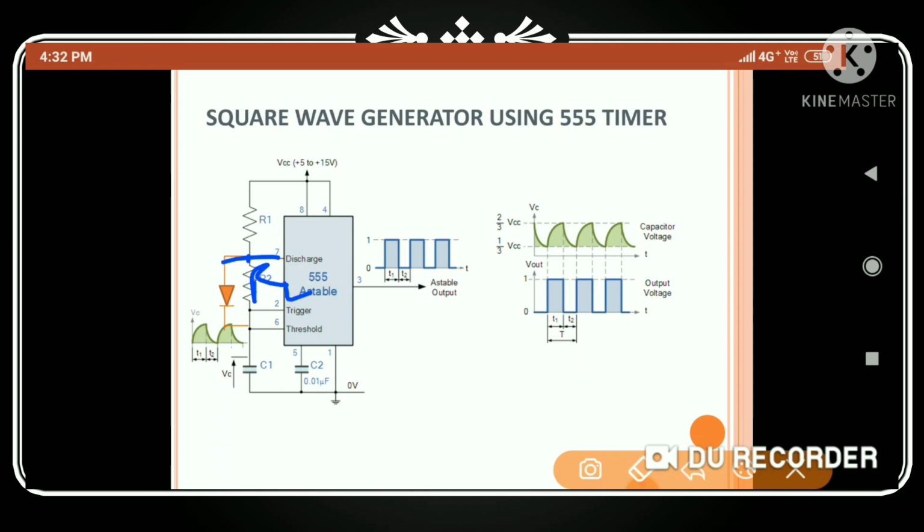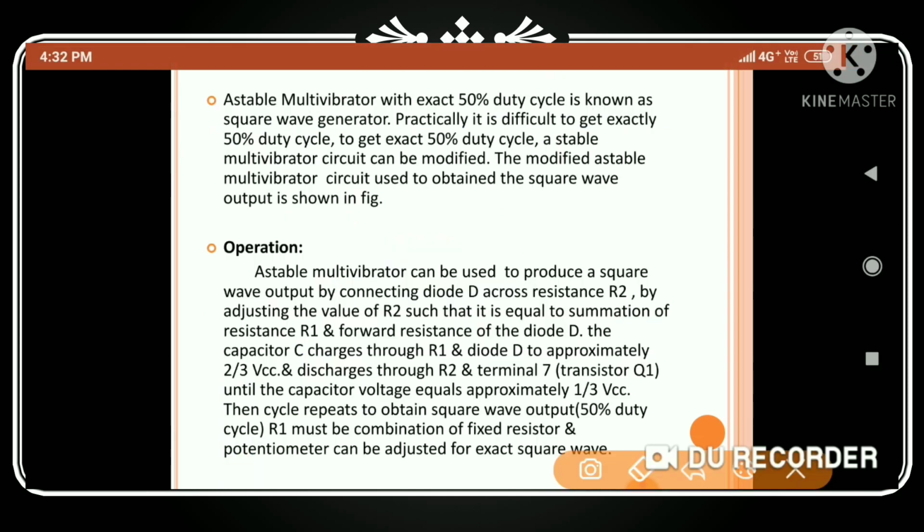Next, by adjusting the value of R2 such that it is equal to the summation of resistance R1 and the forward resistance of the diode D. So we can adjust like that. How we want the output, we can adjust R1, R2. The capacitor C charges through R1 and diode D approximately up to 2/3 VCC.